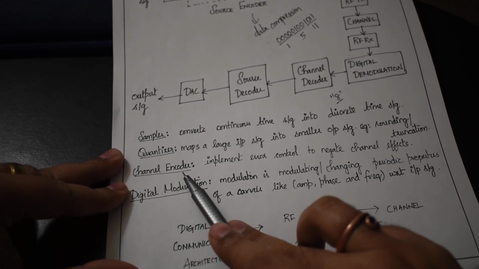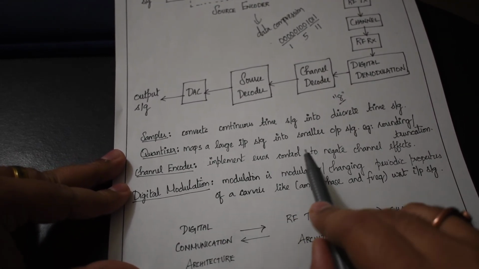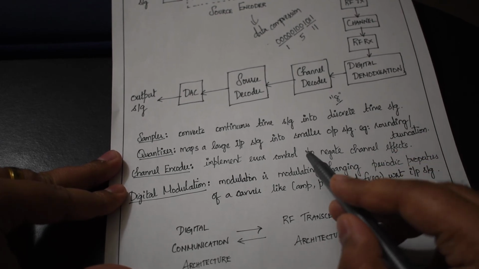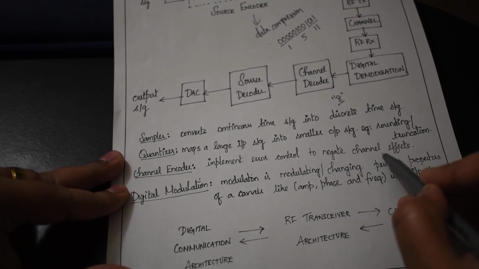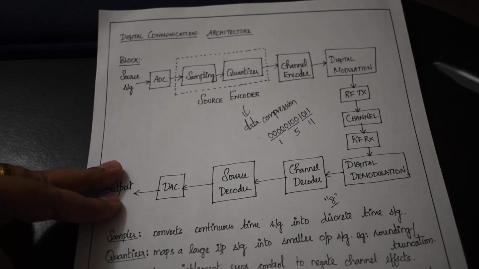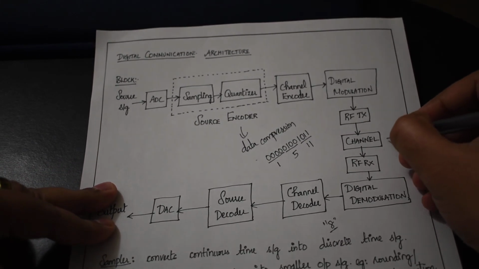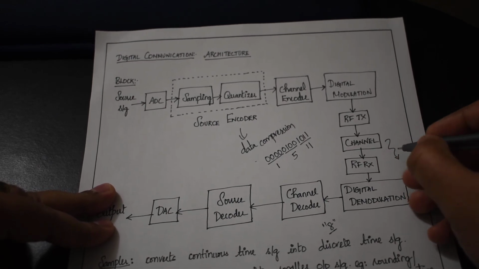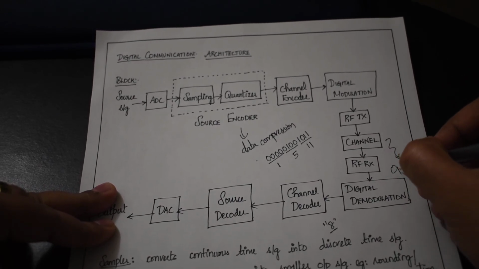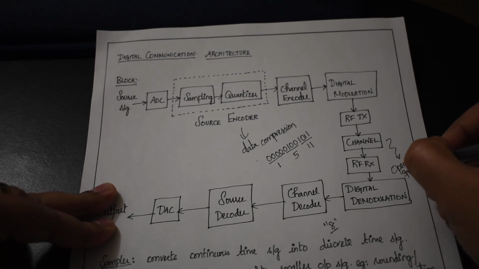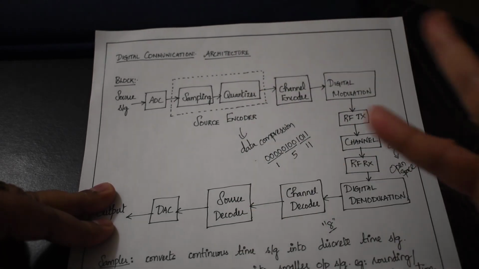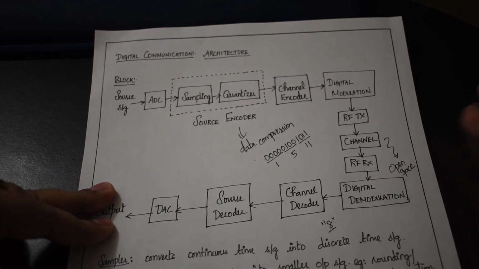The channel encoder implements the error control mechanism that we have in order to negate the channel effects. As you all know, when we transmit a signal through a channel, meaning multiple things, from an RF perspective it is open space.